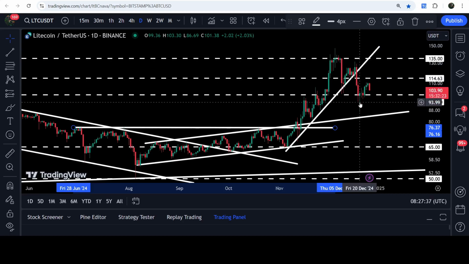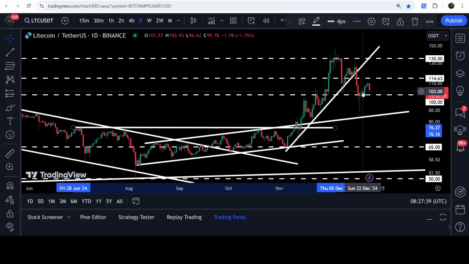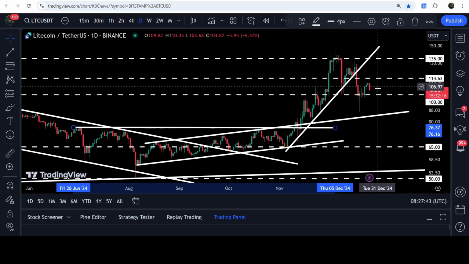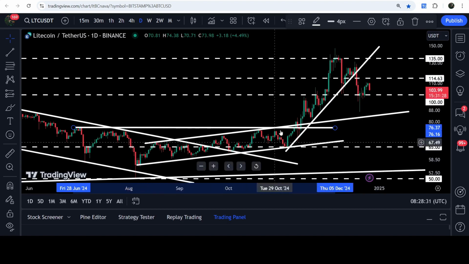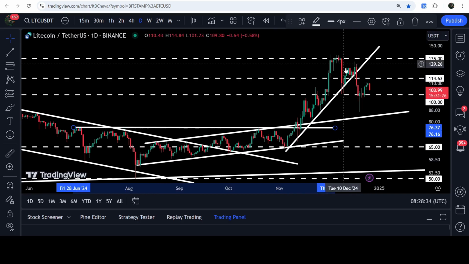And after this formation of another lower high than the previous one, there is a probability that the price may form another lower low. And for example, if the price breaks out this resistance of $114.63, then I'm expecting that price can again change this trend. And overall, you can see that the price is in an uptrend. But now, recently, we have started forming these lower lows and lower highs.